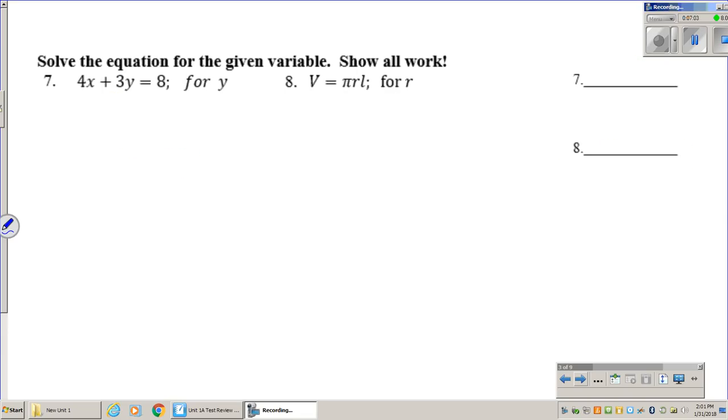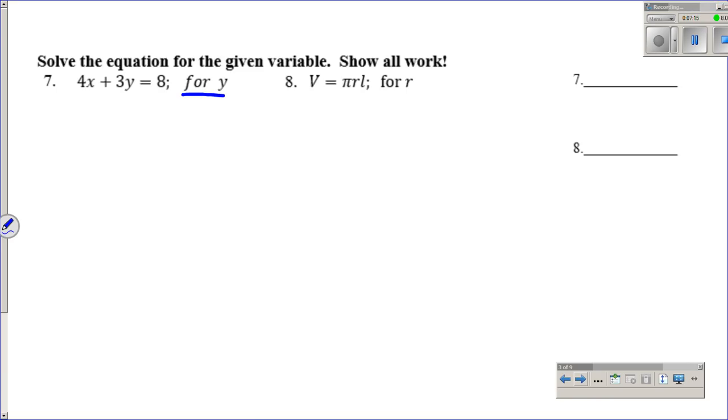Okay, our next two problems, 7 and 8, we are looking at literal equations. We still use those same equation steps for solving. So notice in number 7, they're asking us to solve the equation for y. So identify where that variable is located. There's only one y in the equation. You want to start by moving the term that does not contain the y first. So we're going to subtract 4x on both sides.